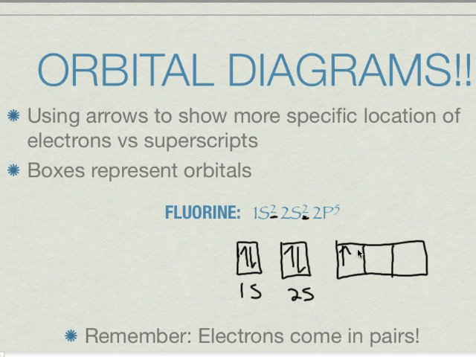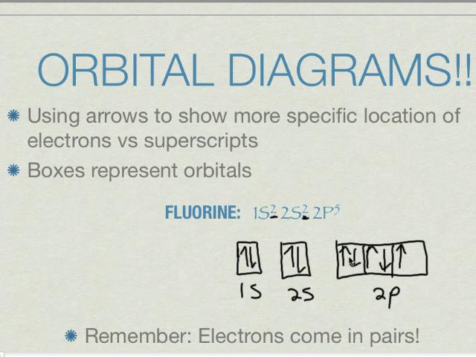So I'm going to put 5 arrows. I'm going to draw them, we'll pretend that's an arrow. We'll draw it like that. And I'm going to label this 2p. Okay? All right. That's a nice orbital diagram for fluorine.